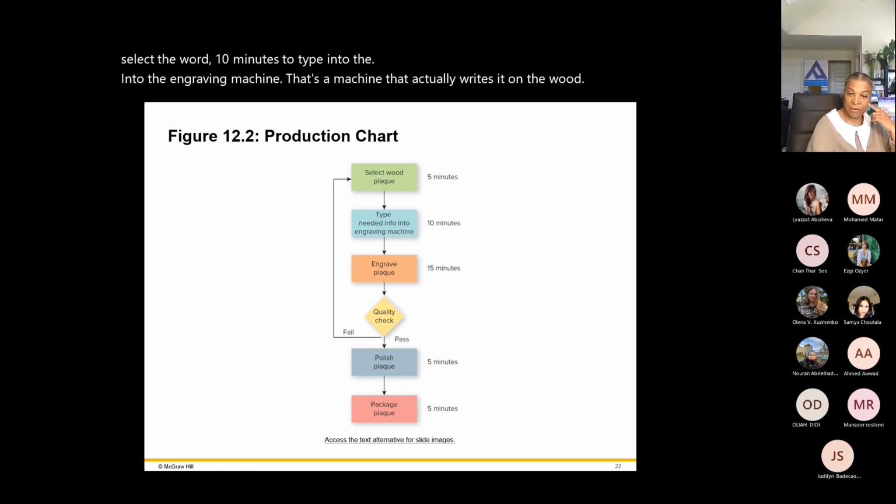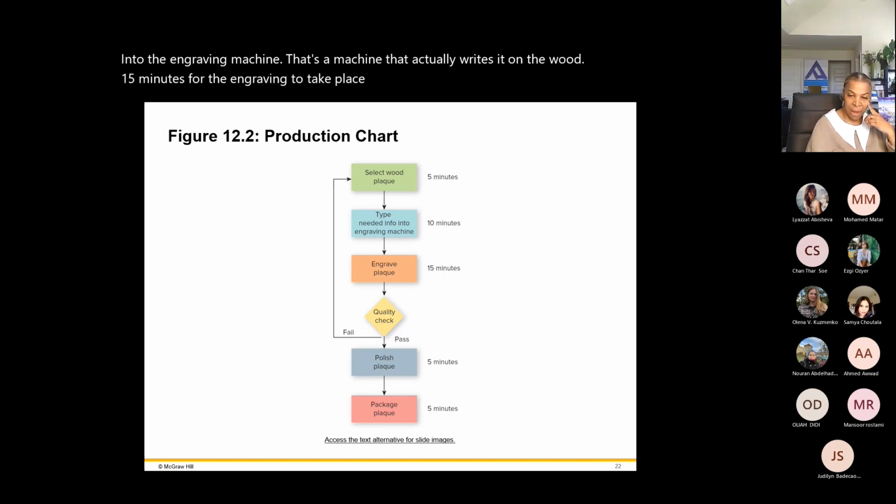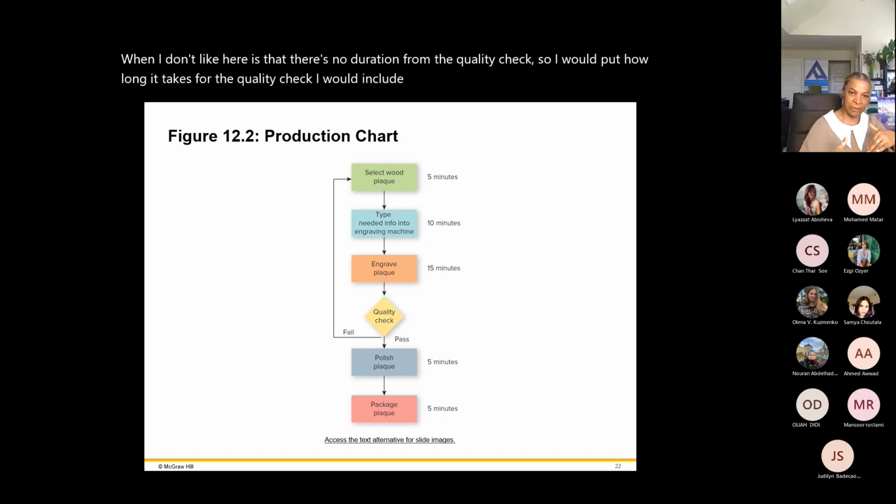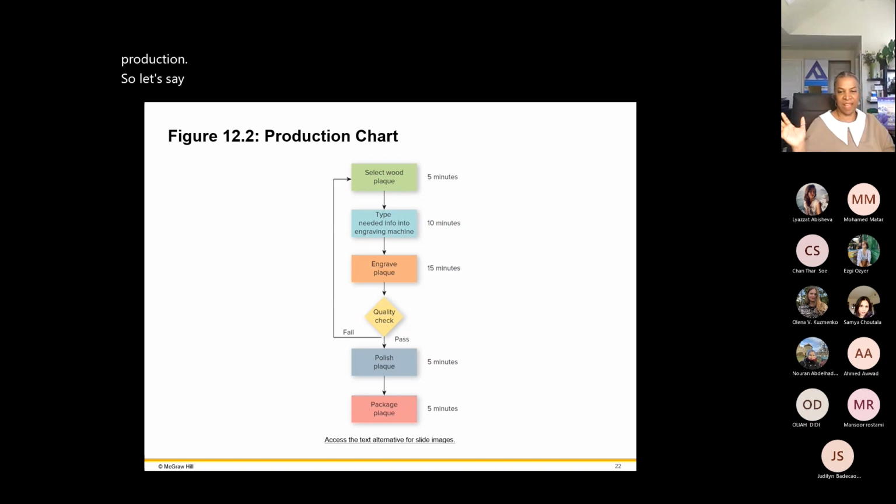15 minutes for the engraving to take place. I perform a quality check, and if I pass it, what I don't like here is that there's no duration for the quality check. So I would put how long it takes for the quality check. I would include that in there because that is part of the production. So let's say it takes 5 minutes for a quality check. It's a plaque. So let's say 5 minutes. I would add that in there.